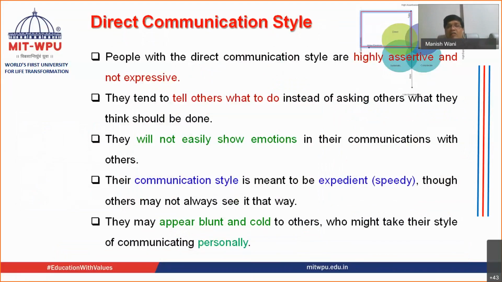They are heartless kind of people. They are very cold. They are not warm towards you. They are not going to say hello, hi, and so on and so forth. Kal kahan gaye the? How was your day? How are you? These kinds of things are not in their communication style, right?